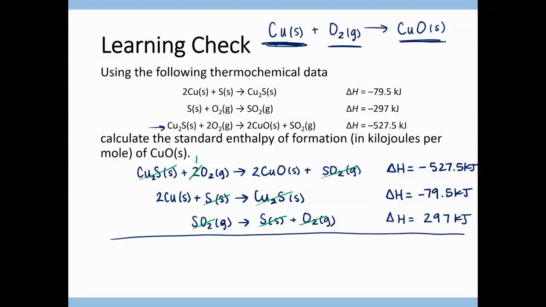So now if we add all of these together, we have 2 copper solid atoms, 1 atom of oxygen gas forms 2 copper oxide. And then the sum of the enthalpy change, so adding all of these delta H's together, is negative 310 kilojoules.